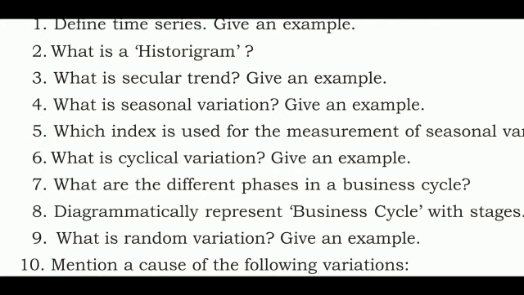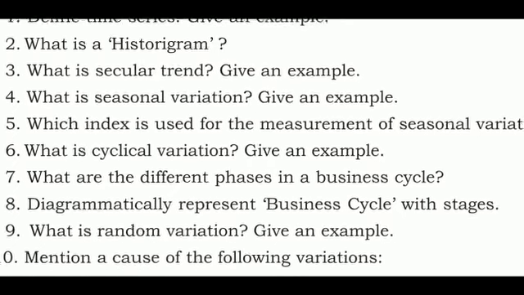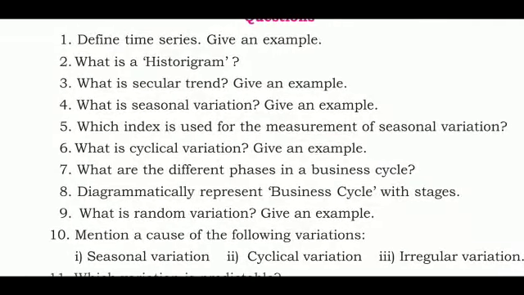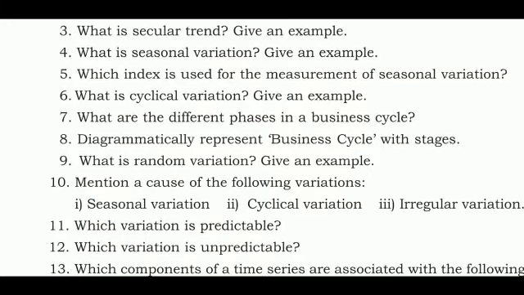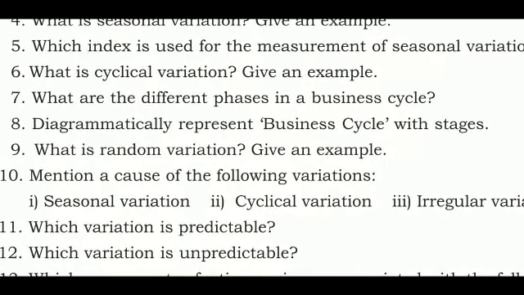The next question is, what is seasonal variation, give an example. Then which index number is used for the measurement of seasonal variation? Seasonal indices is the answer. What is cyclical variation, give an example. Then what are the different phases in a business cycle? This is important, most of the time it comes in the examination. There are 4 different phases, that you should remember. I'm not going to give the answer for this particular thing. Then diagrammatically represent the business cycle with stages. This also is a 2 mark question. It has come quite a number of times.